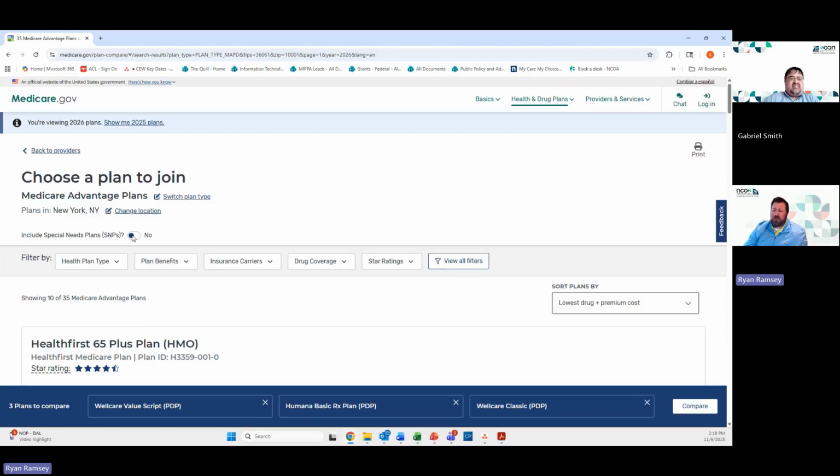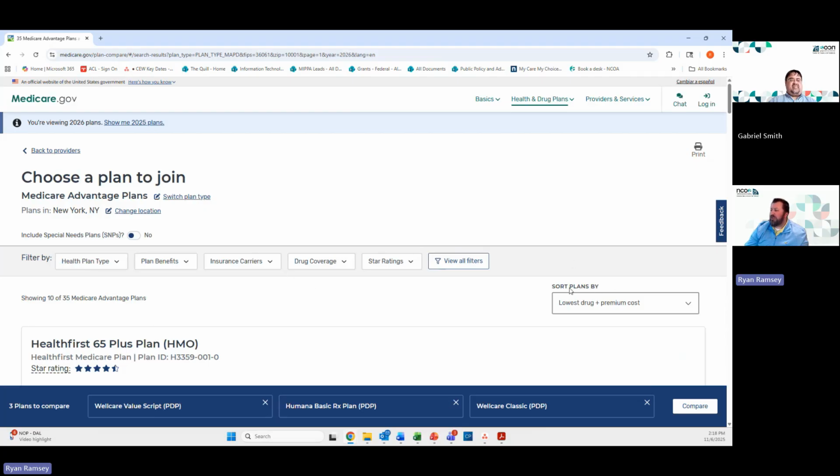We also have the ability to include special needs plans for dually eligible people, meaning people that have both Medicare and Medicaid. If you do not have Medicaid, you would not be eligible for a special needs plan. This person does not have any form of financial assistance, no Medicaid, so they're not eligible, and we're not going to include those. And you can filter by different health plan types, like an HMO versus a PPO, the plan benefits, insurance carriers, type of drug coverage, and star ratings, but we're not going to do any of that at this point.